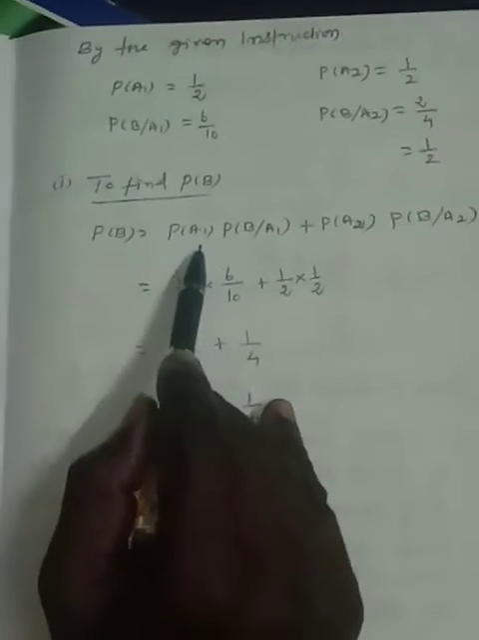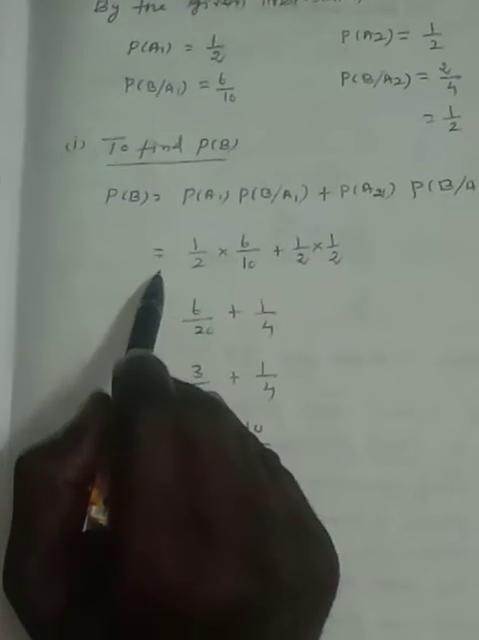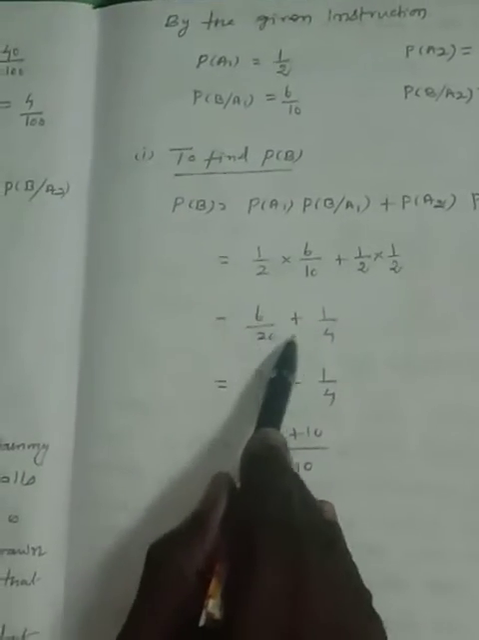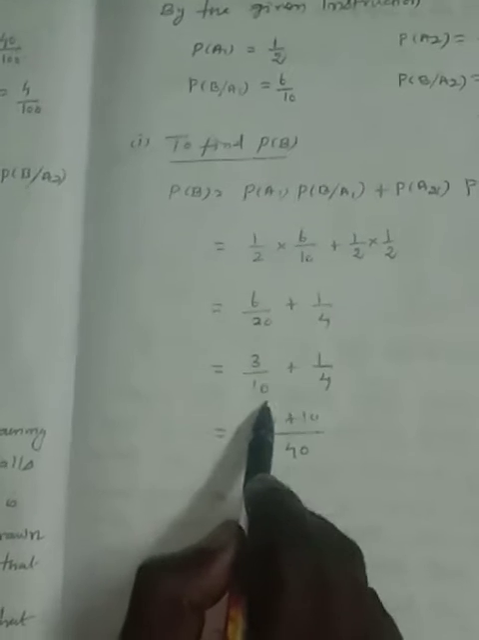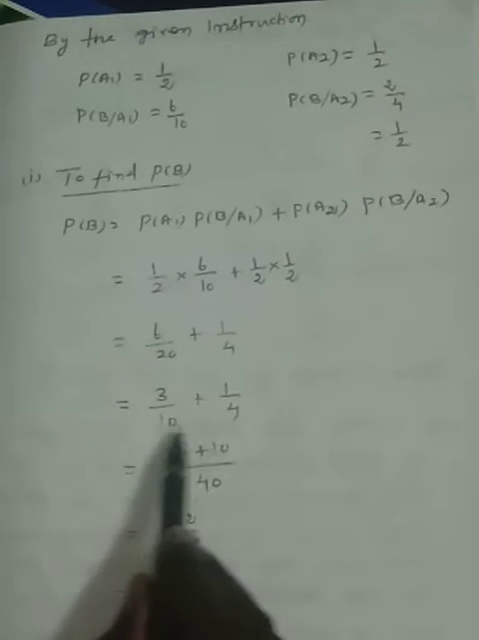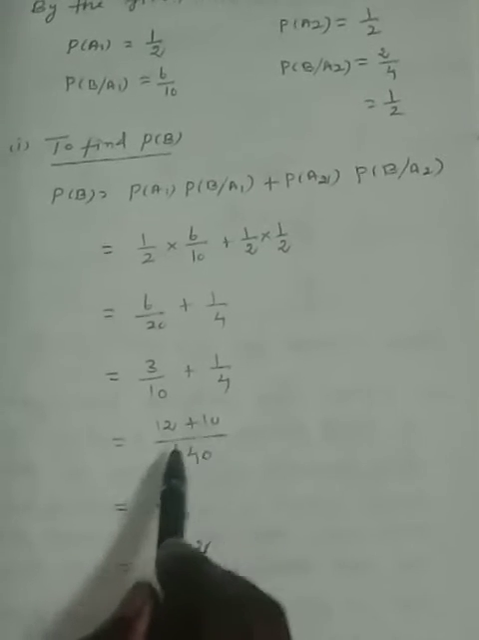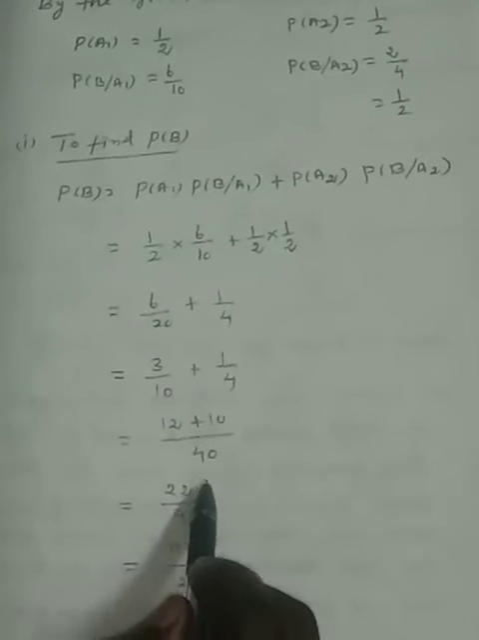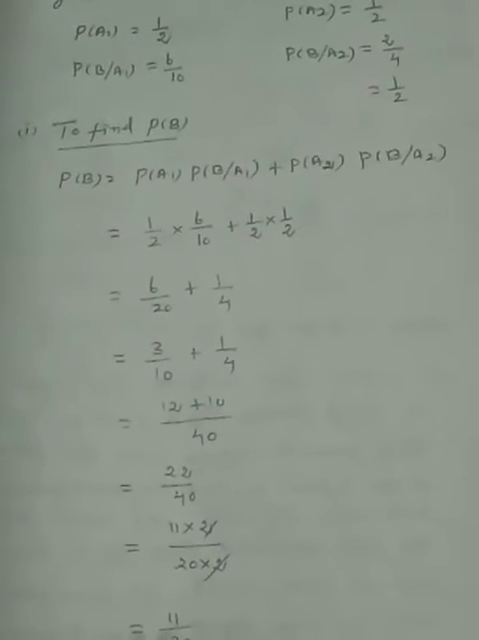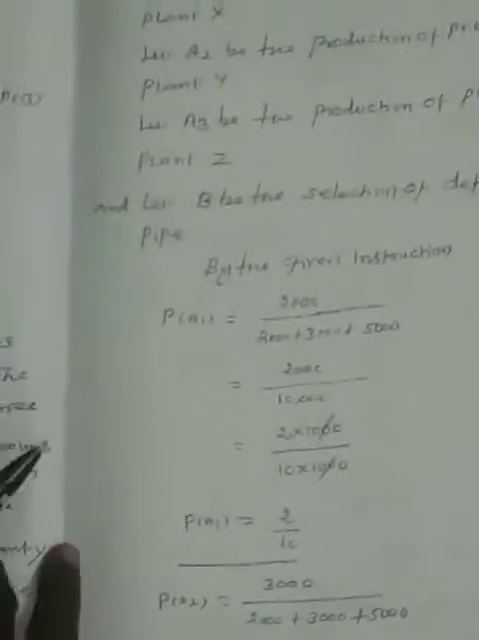P of B is equal to P of A1 into P of B by A1 plus P of A2 into P of B by A2, which is equal to 1 by 2 into 6 by 10 plus 1 by 2 into 1 by 2, which is equal to 6 by 20 plus 1 by 4, which is equal to 3 by 10 plus 1 by 4. The denominators are different, therefore cross product gives 4 threes are 12 plus 1 into 10 is 10, divided by 4 tens are 40. Now 22 divided by 40. Cancelling we get 11 by 20. P of B, the total probability, is equal to 11 by 20.